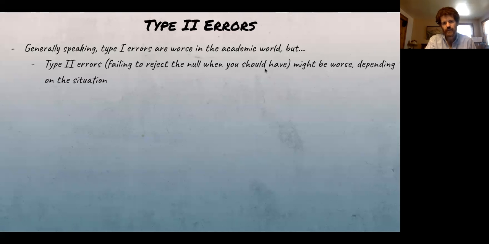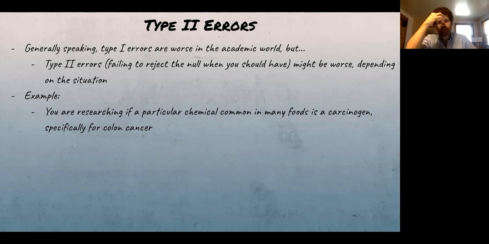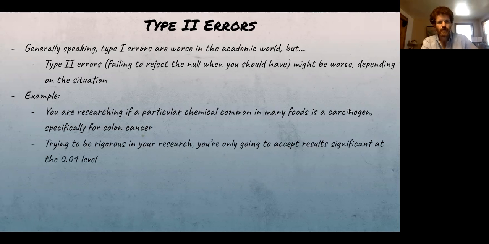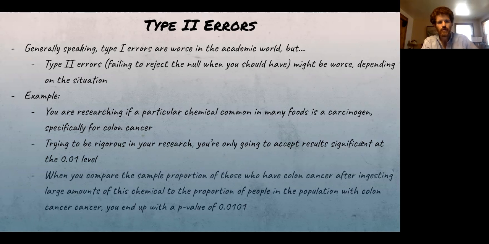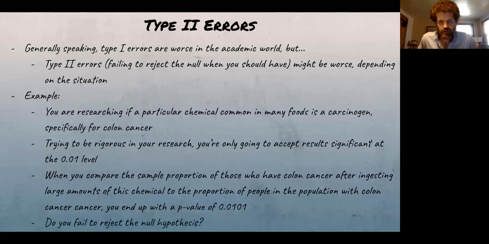Failing to reject the null when you should have. So we're going to look at a scenario here. I made this up, but let's just go through this. You're researching if a particular chemical common in many foods is a carcinogen, specifically for colon cancer. Trying to be rigorous in your research, you're only going to accept results significant at the 0.01 level. When you compare the sample proportion of those who have colon cancer after ingesting large amounts of this chemical to the proportion of people in the population with colon cancer, you end up with a p-value of 0.0101. In this case, do you fail to reject the null hypothesis?